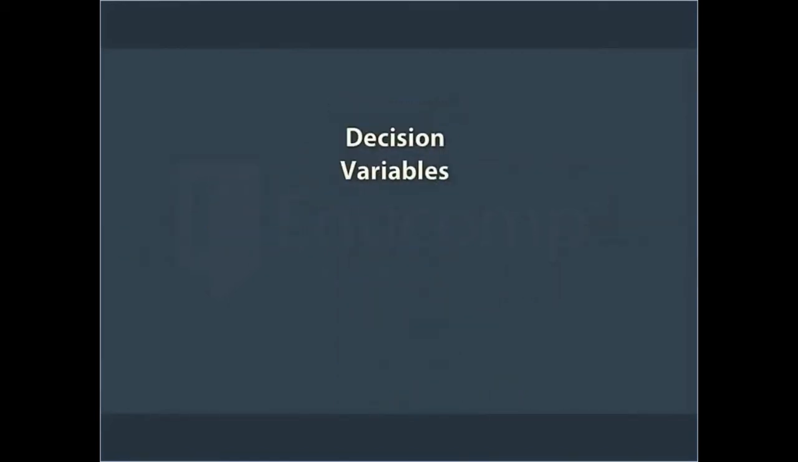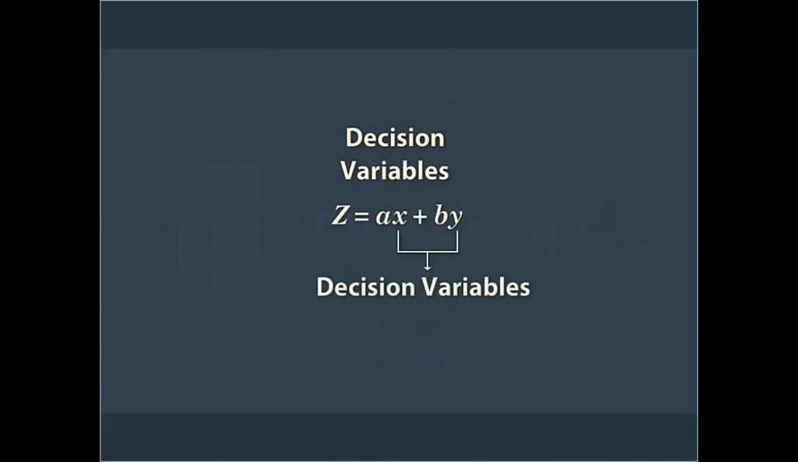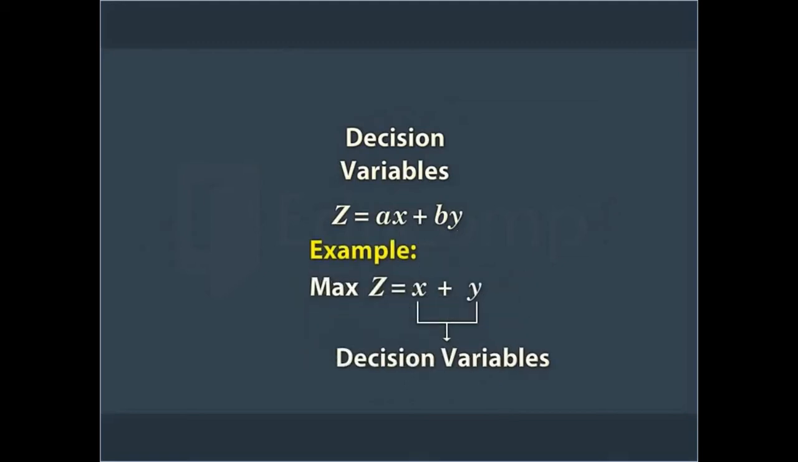Decision variables. In the objective function, z equals ax plus by, x and y are decision variables. Here in the example, max z equals x plus y, x and y are decision variables.